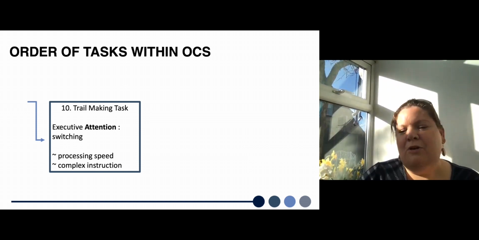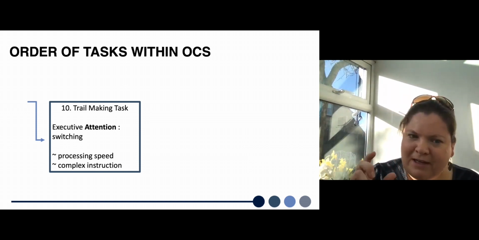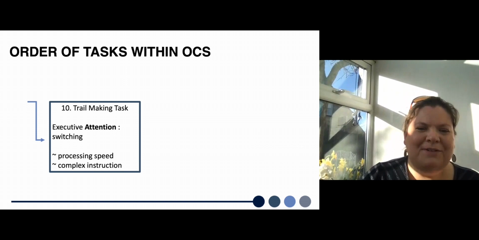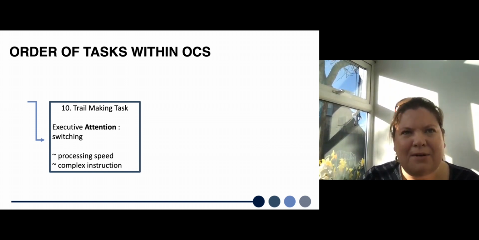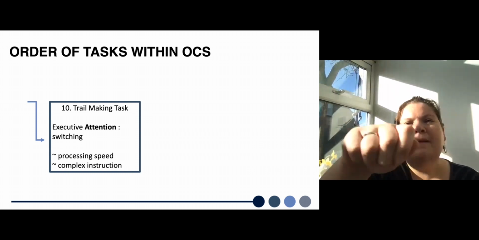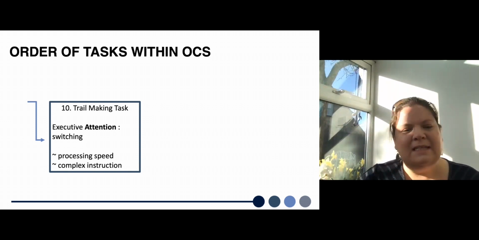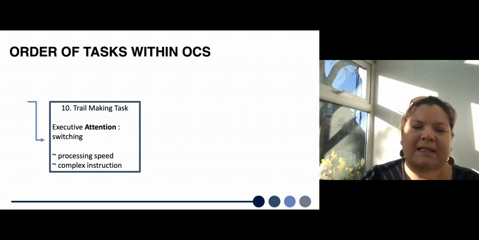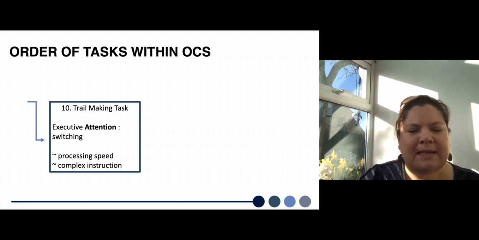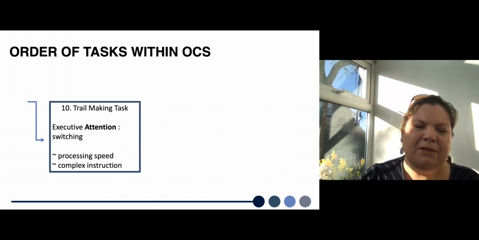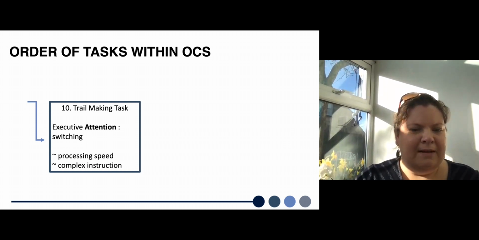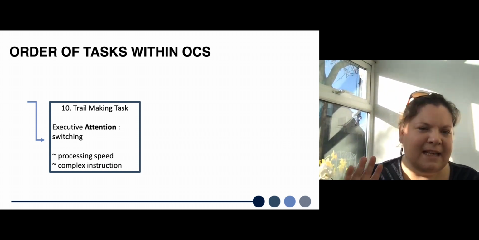Also, you'll get some information on complex instruction, because although we're specifically looking for the switching element, this is quite a complex task. So you have to figure out and really understand, okay, this is going in this order and it's these shapes and I have to ignore these other shapes. And although we do practice with them, so a demonstration and then a practice and only then the test, it's still a task of complex instruction, and people may fail not because they've got a switching problem, but because they struggle to understand the complex instruction. So that's something to keep in mind. And we'll talk about this again in more depth when we come to interpreting and scoring. But this is just to give you an overview of the 10 tasks and what they're doing.